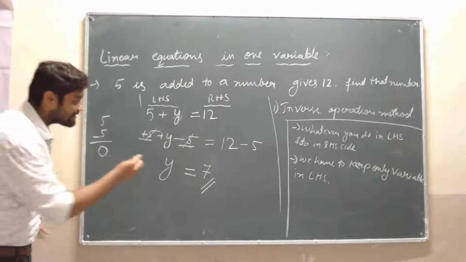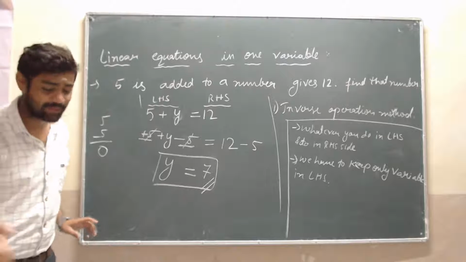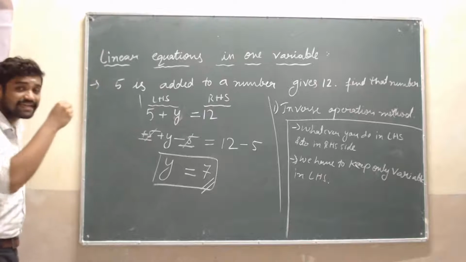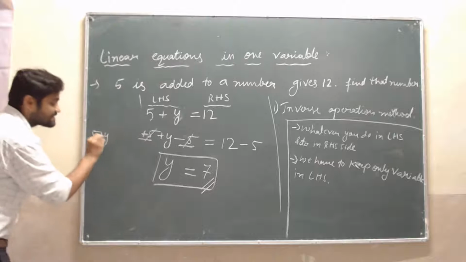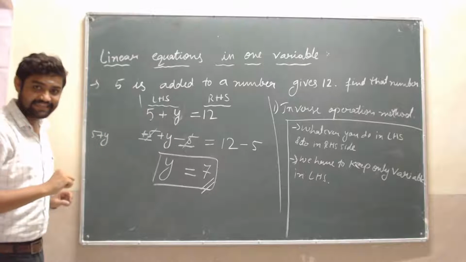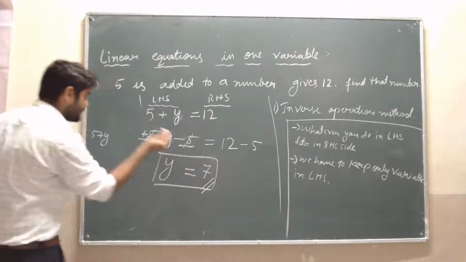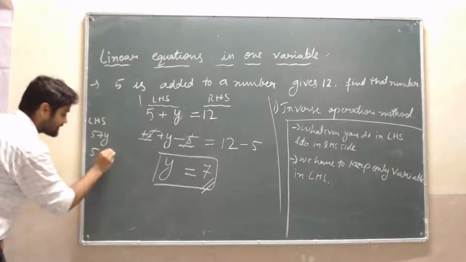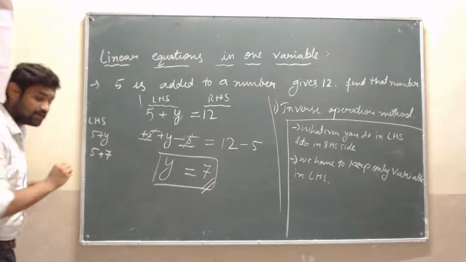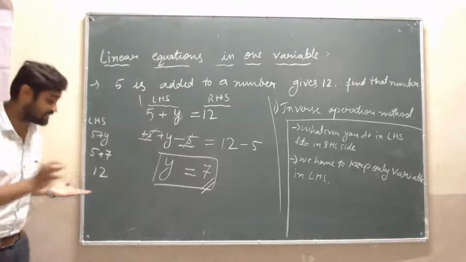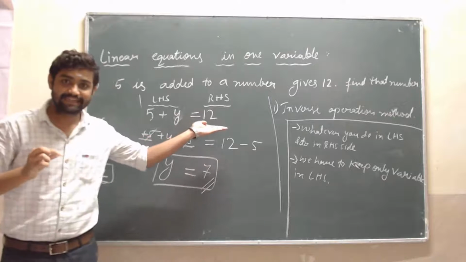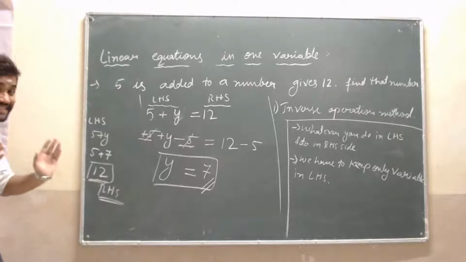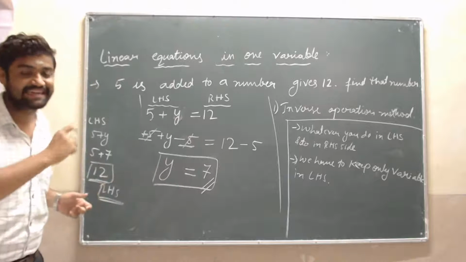Yes sir, but we don't know whether y is equal to 7 is correct or wrong. So just cross check it. How do we check? See, what is the LHS here? 5 plus y is the LHS side. Put the value of y in this equation. On the LHS we have 5 plus y, and the value of y is 7. 5 plus 7 is equal to 12, isn't it? 12 is the RHS side. Then we can say that y is equal to 7 is the right answer.